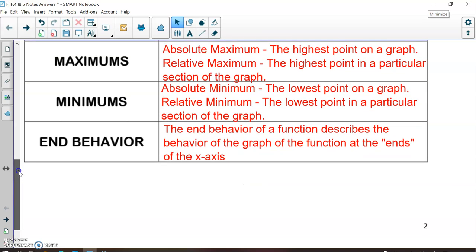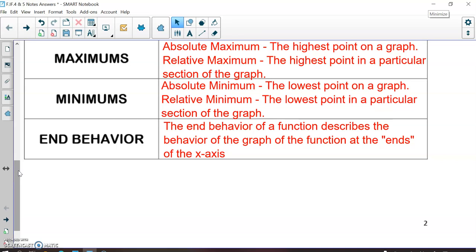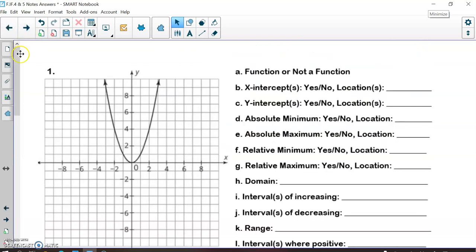And then end behavior is something that we'll be talking about. The end behavior of a function describes the behavior of the graph of the function at the ends of the x-axis. And I'll specify more about that when we get into our examples. But let's get started with some examples here.